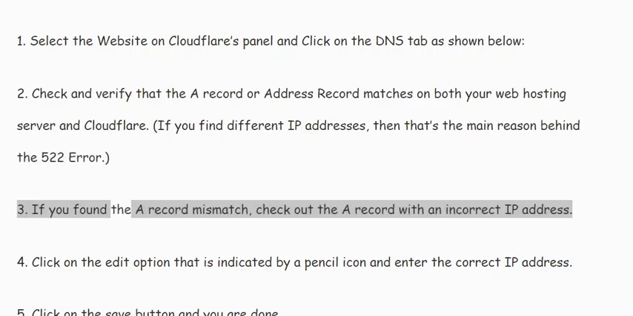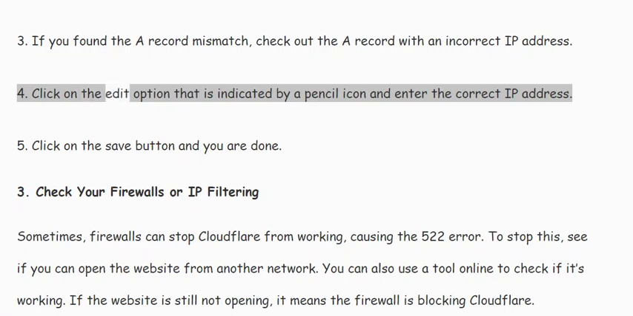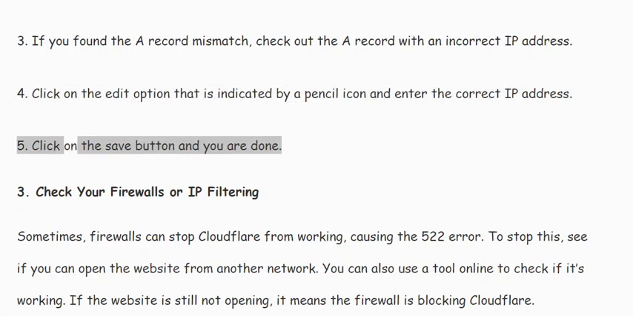3. If you found the record mismatch, check out the record with an incorrect IP address. 4. Click on the edit option that is indicated by a pencil icon and enter the correct IP address. 5. Click on the save button and you are done. 3. Check your firewalls or IP filtering.